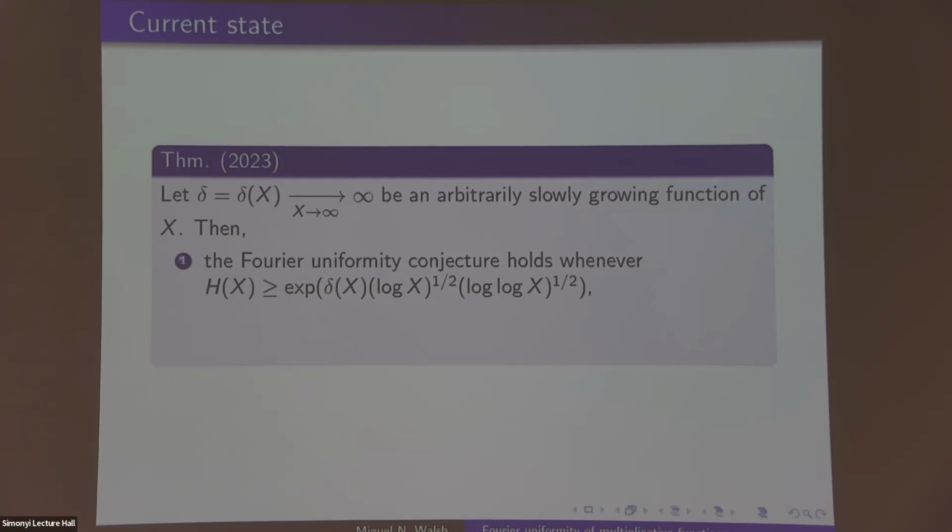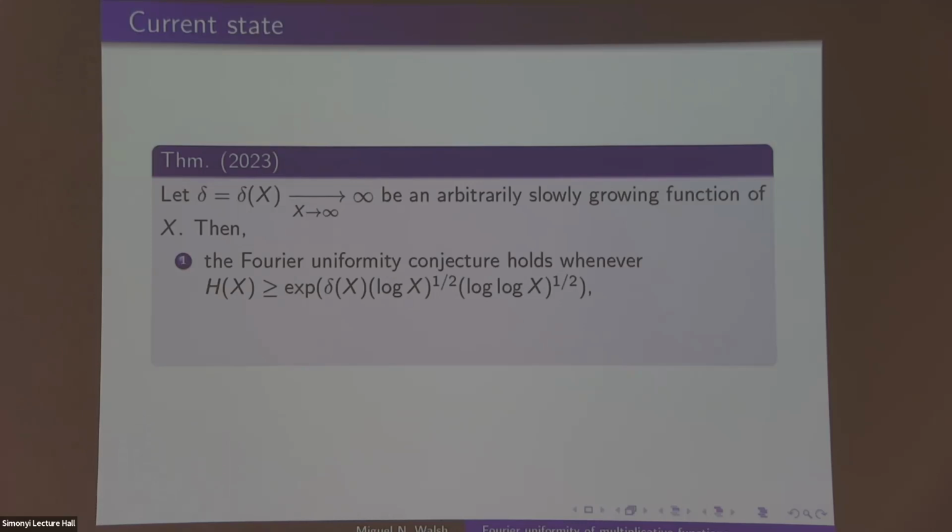Now, in fact, they didn't really need cancellation in these exponential sums pointwise, as is implied by this, but rather an average version of this cancellation. And in subsequent work of Matomaki, Radziwill, Tao, and Ziegler, they show that this average version of cancellation in exponential sums holds in the range e to the log x to the 5/8. So they were consequently able to improve the uniformity range of the Fourier uniformity conjecture to e to the log x to the 5/8.